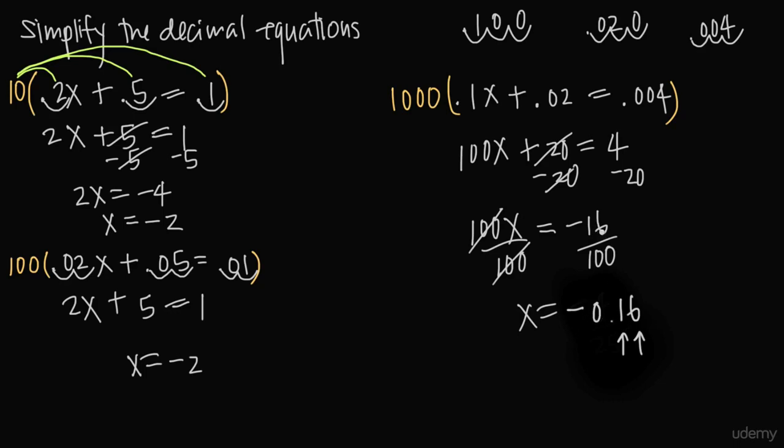And you might be tempted to leave this as negative 4 over 25 and just reduce the fraction, but because our original problem was given to us in decimal form, we want to make sure that our final answer is also in decimal form. If the original problem is given in fractions, you want to leave your final answer in fractions, but because it's given in decimals, you want to leave the final answer in decimals.